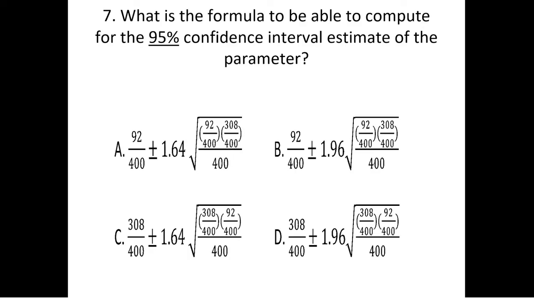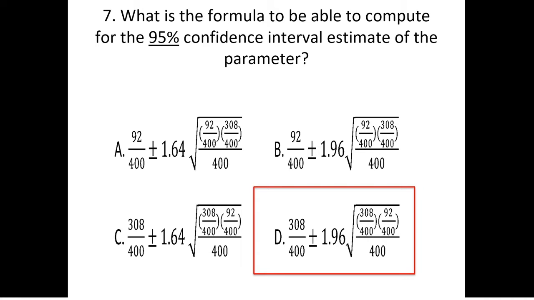Next, what is the formula to compute the 95% confidence interval estimate of the parameter? Here we are asked to use a 95% confidence level, and the parameter that we are estimating is a proportion. So we should be using the formula small p plus minus your z-deviate multiplied by square root of p times 1 minus p over n. That is the formula that we should be using. And among these choices, what represents that is choice D. 308 over 400, that's your small p, plus minus 1.96, the corresponding z-deviate for your 95% confidence level, multiplied by square root of pq. We have p, 308 over 400, and its complement, 92 over 400, divided by 400, which is n.